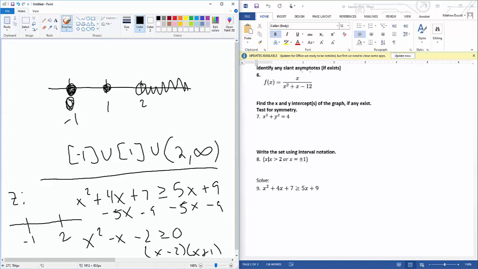Now you have to test each of the regions. It's equal to, so it's a closed circle. If I plug in a negative 2, you get negative, negative, which is a positive. If I plug in 0, you get a negative and a positive. If I plug in 3, you get positive, positive. And it's asking for values greater than or equal to 0, which are positive. So that's going to be my solution set, and I'll let you guys write the rest in interval notation.